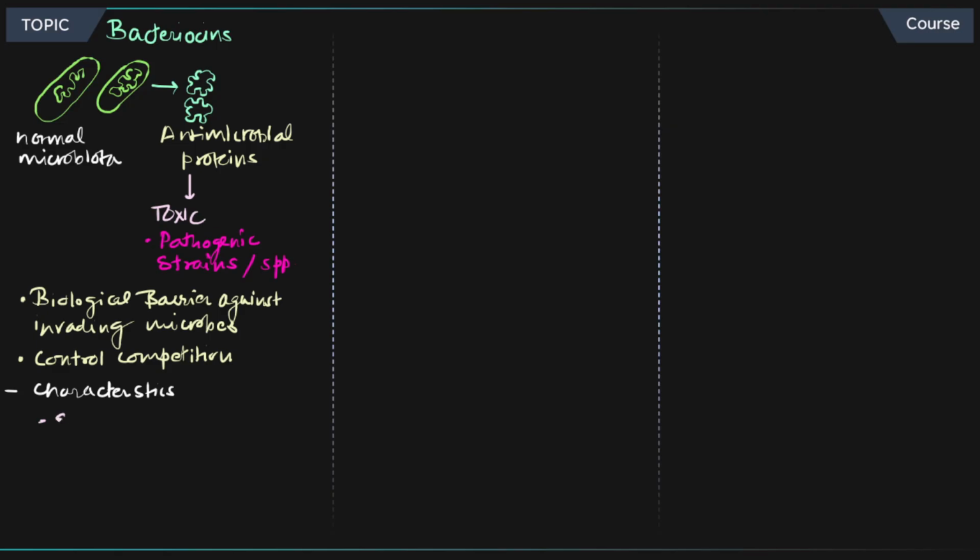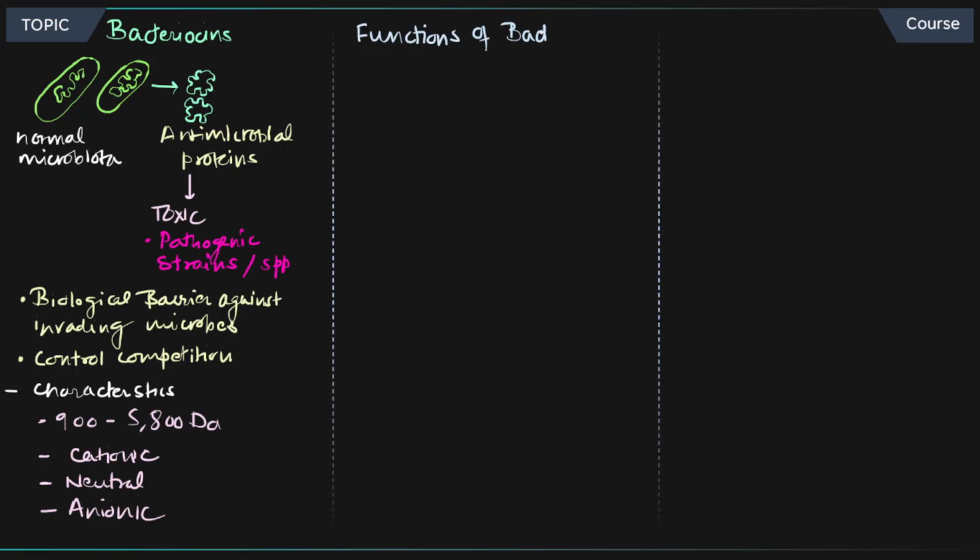Characteristics: 900 to 5800 Dalton. That's the size. They are cationic in nature. They can be neutral also. They can also be anionic in nature. So different categories are there. Now let's talk about functions of bacteriocins. What are the different functions?